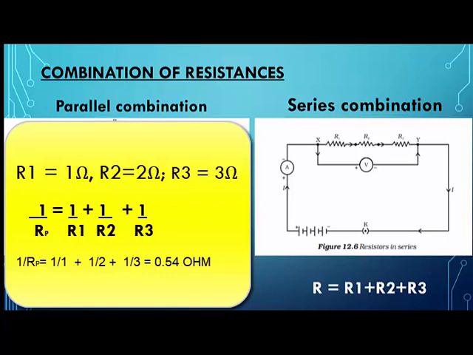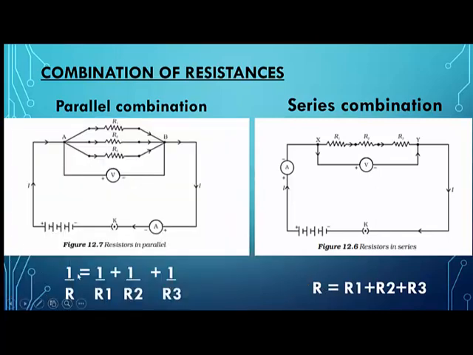Most of you, what you do is you forget the left hand side. You just think that the left hand side is equivalent resistance. No, equivalent resistance is Rp. You do not have to calculate 1 upon Rp. In series combination, you have to calculate Rs. In parallel combination, you have to calculate Rp.